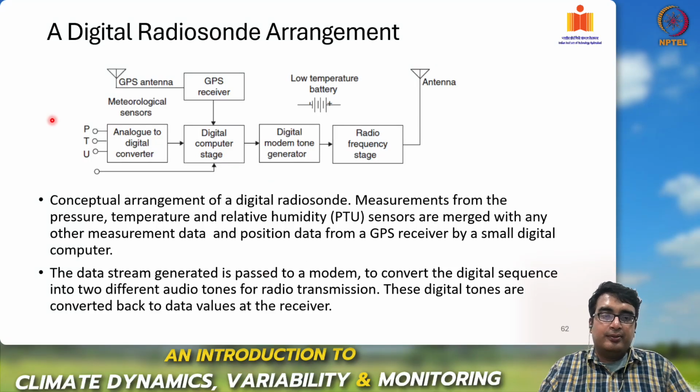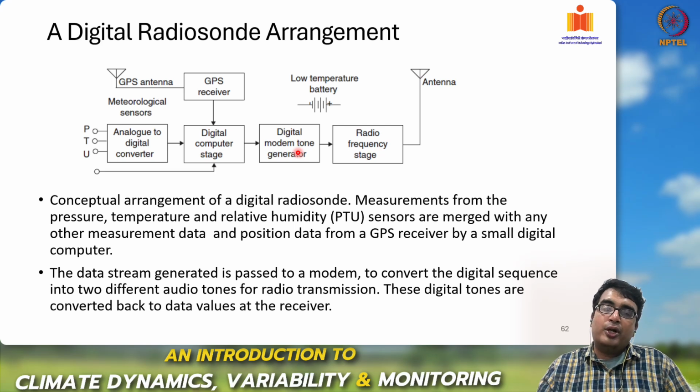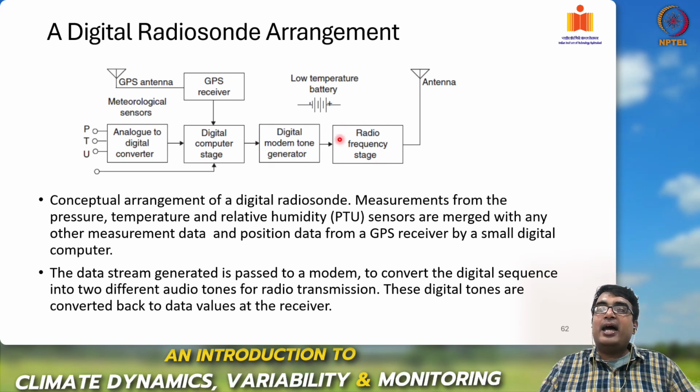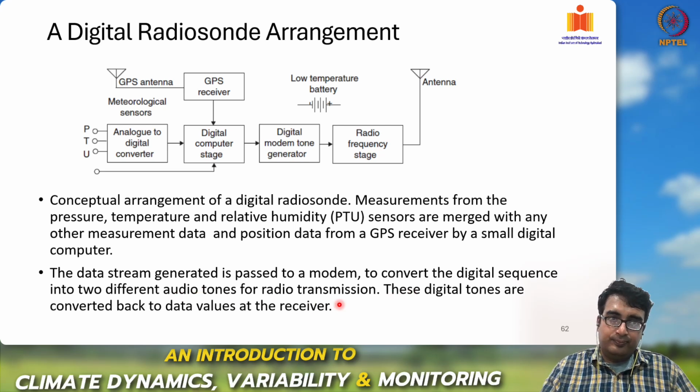So, this is the arrangement. You have the various sensors, the analog to digital converter, which feeds into your digital computer or microcomputer. The location data is coming from the GPS. Then the digital to modem tone generator: the modem converts the digital signal into an audio tone, which is added as a change in the radio frequency and then is transmitted to the antenna. Merged with any other measurement data and position data by a small digital computer, the data stream generated is passed to a modem to convert a digital sequence into two different audio tones for radio transmission. These digital tones are converted back to data values at the receiver end.